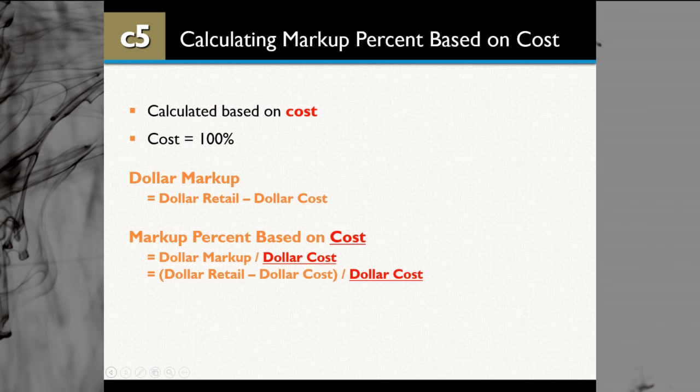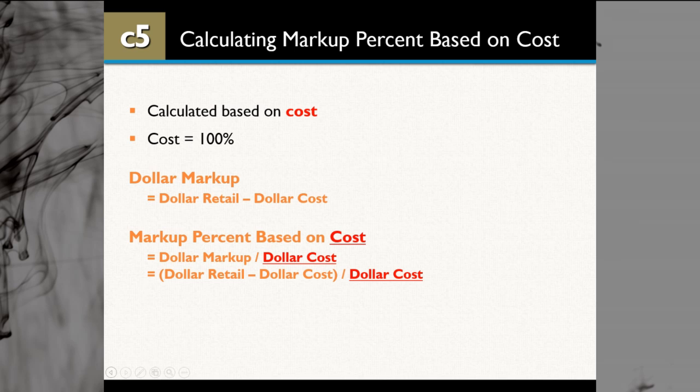And when you calculate this markup percent based on cost, it's going to be dollar amount of the markup divided by dollar cost, not dollar retail, dollar cost. And this dollar markup is the same as dollar retail minus cost, so you put that up on the top as the numerator, divided by dollar cost. Then you will get the markup percent based on cost. So there are two different ways, but I just want you to also know about this.